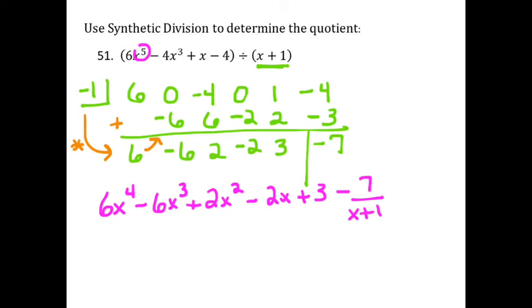All right, let's move on to 52 and 53. In these two questions, we're being asked to do some operations with rational functions. In number 52, we've got two rational expressions that we need to add together. So basically we're adding fractions, and whenever we do that, we need to get a common denominator.